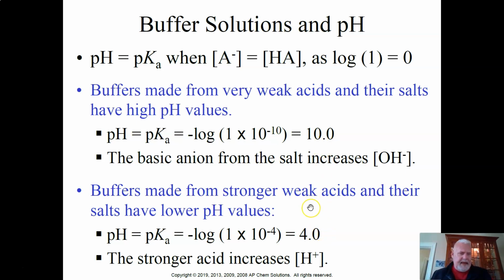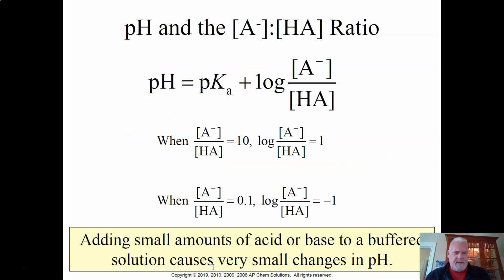So these are actually two real common buffers. We have little capsules that we use in the lab. You just dump them into deionized water, and you've got yourself a buffer because they have already calculated the weak acid and conjugate base and vice versa. So this ratio right here gets a little bit tricky.